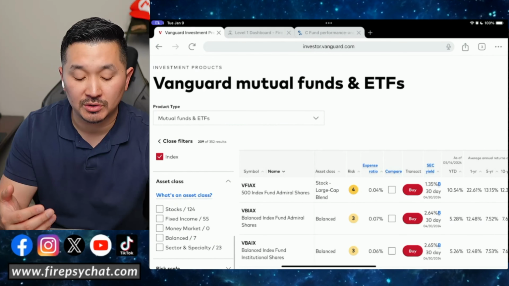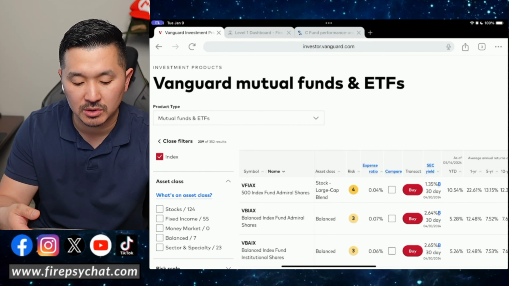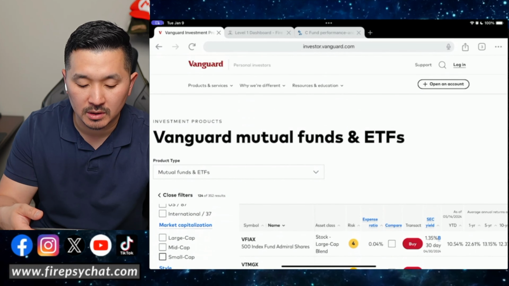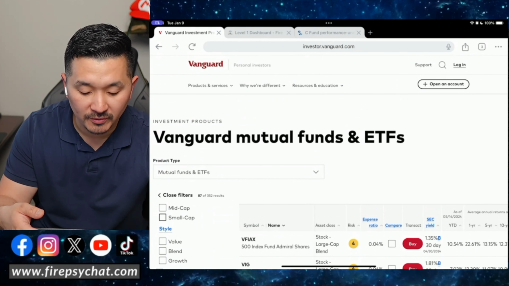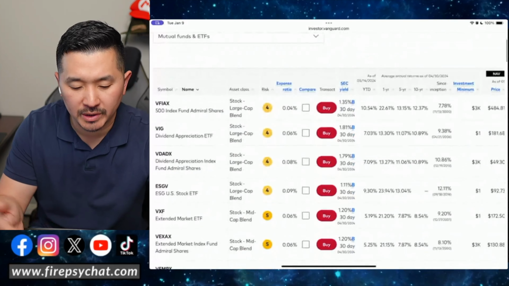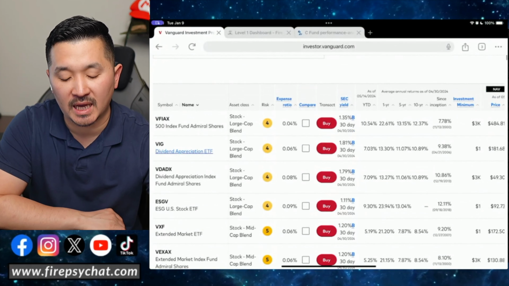Asset class, so stocks, fixed income, money market, balanced, sector and specialty. You can click on stocks, you can click on US stocks, maybe growth or value, doesn't matter. So when you go in there, it's going to tell you, oh, look at this, S&P 500 index Admiral shares.